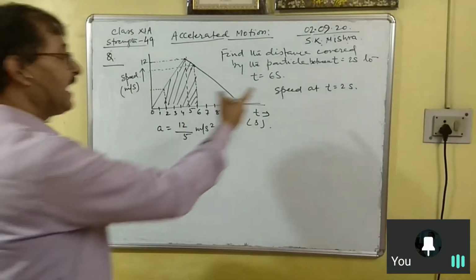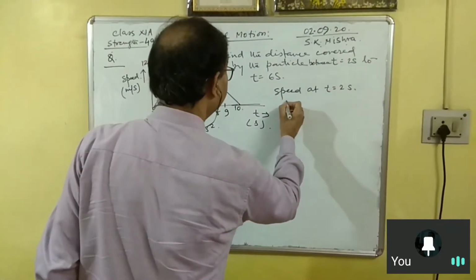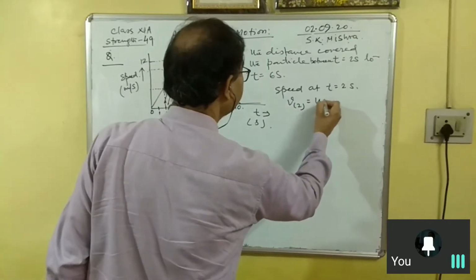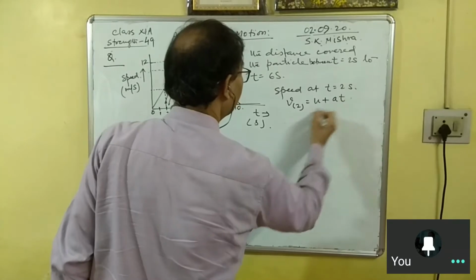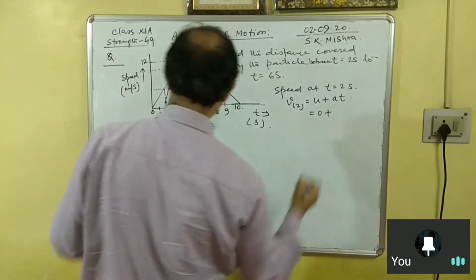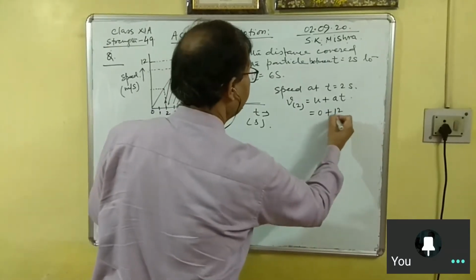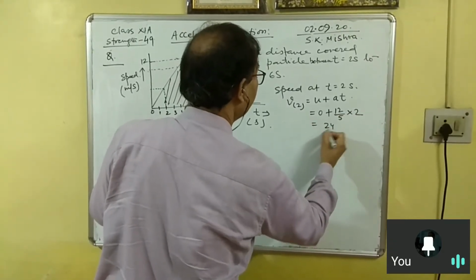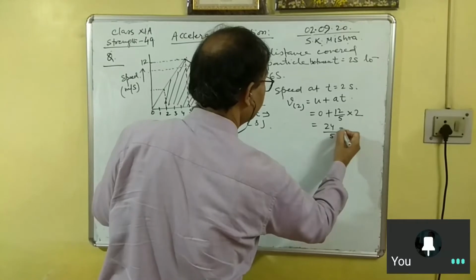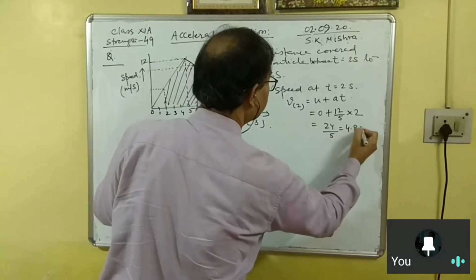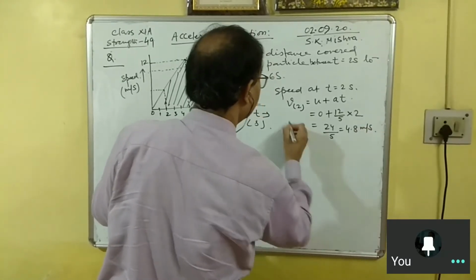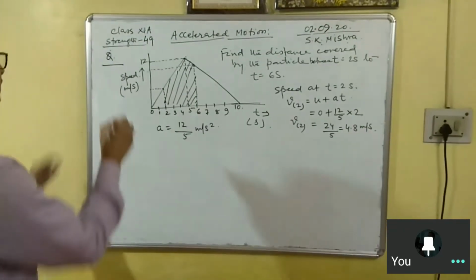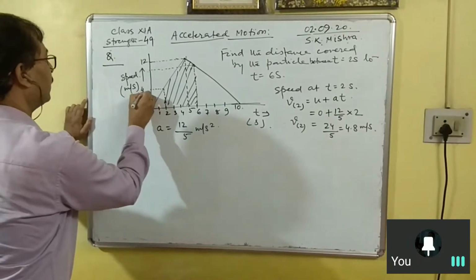Now speed at t is equal to 2 seconds. If it is v at t is equal to 2 seconds, then v is equal to u plus at. u is 0, a is 12 by 5, into t is 2 seconds. So this is 24 by 5, that is 4.8 meter per second, the speed of the particle at the end of 2 seconds. So this is known to you, 4.8.